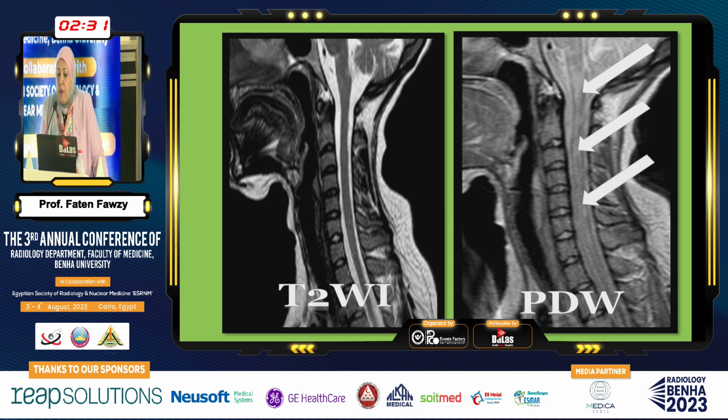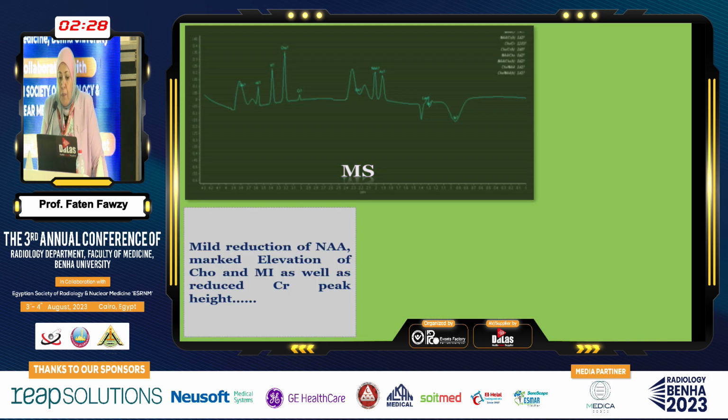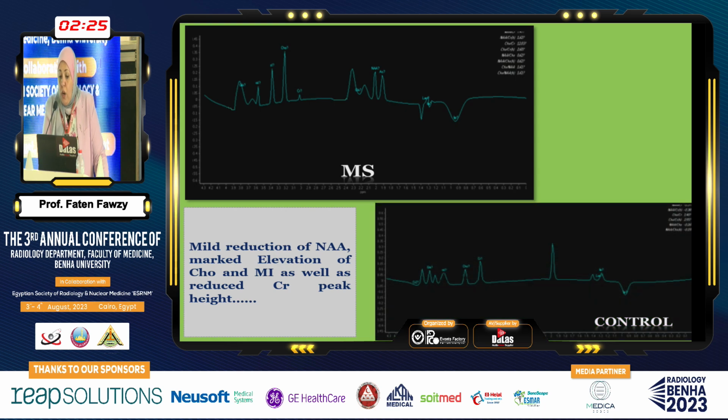So MRS was done, single voxel PRESS technique. Here, relative to the control in this image, there is mild reduction of N-acetyl aspartate together with reduction of creatine, elevation of choline, as well as elevation of myoinositol relative to the control. So this patient is MS with a metabolite alteration in the normally appearing cord except on the proton density. The patient should be evaluated in order to determine the clinical state, and this MR spectrum should be considered as the reference spectrum for follow-up.